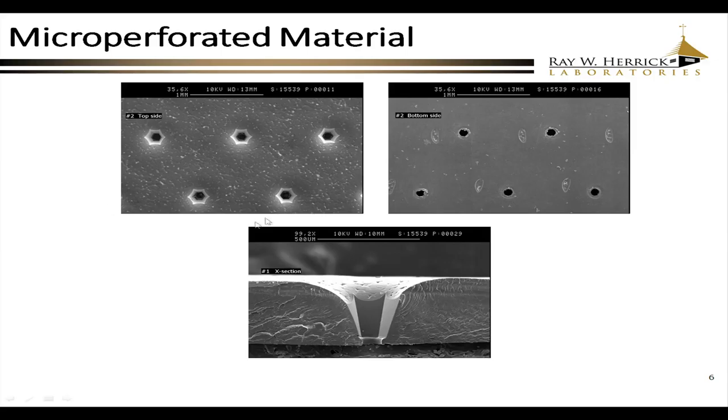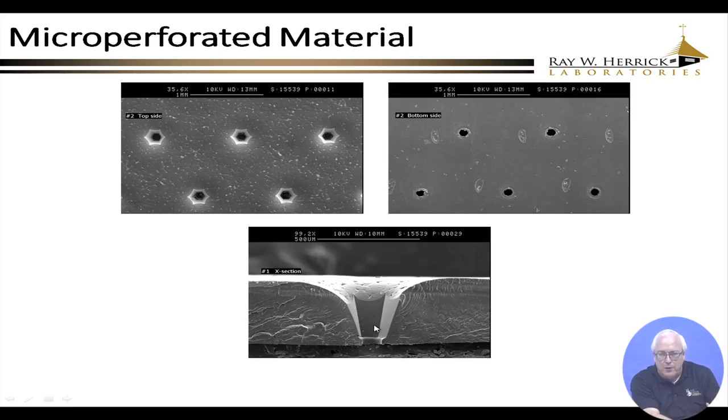So the challenge with these things has been making them, but we're at the point where you can reliably create large-scale things. The thickness of this, for example, is about 300 microns. So that's like a third of a millimeter or so. So they're fairly thin, and the holes serve two purposes.